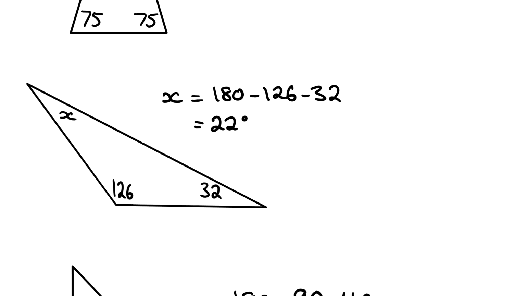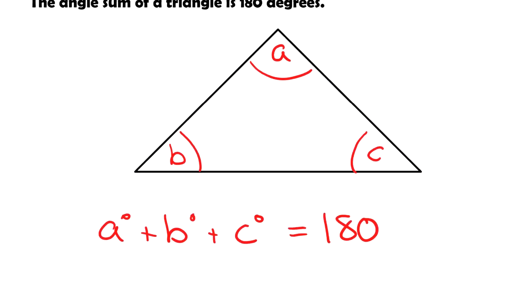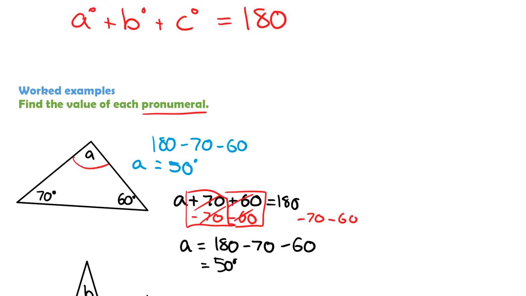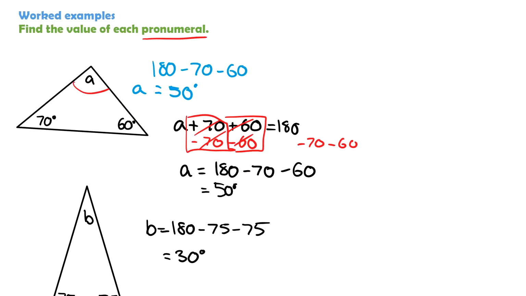So to summarize, remember, the angle sum of a triangle is 180 degrees. So when you add up all those angles, like we've got here, A plus B plus C, it should always equal 180. The way we use this in terms of finding an unknown pronumeral or letter is that we go 180 minus all the known angles that we have. So in the case of that first example, 180 minus 70 minus 60. That equals 50, therefore A is 50 degrees.